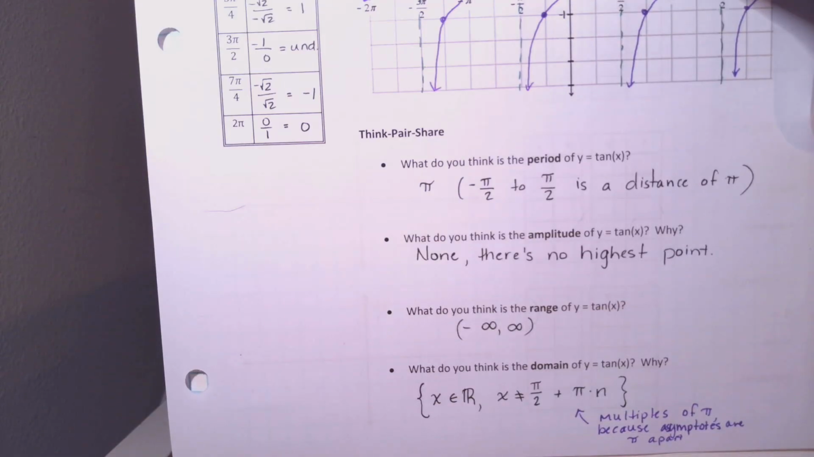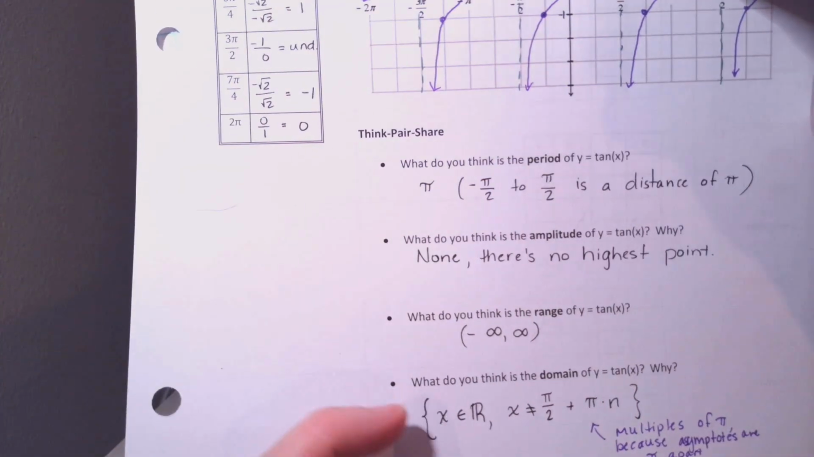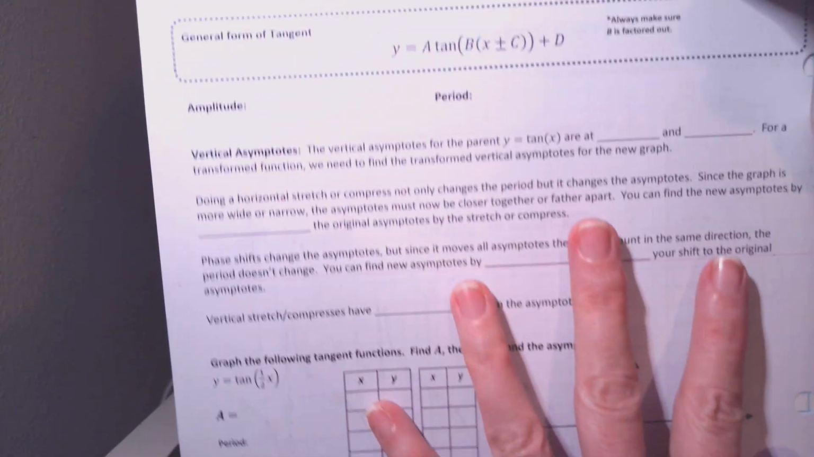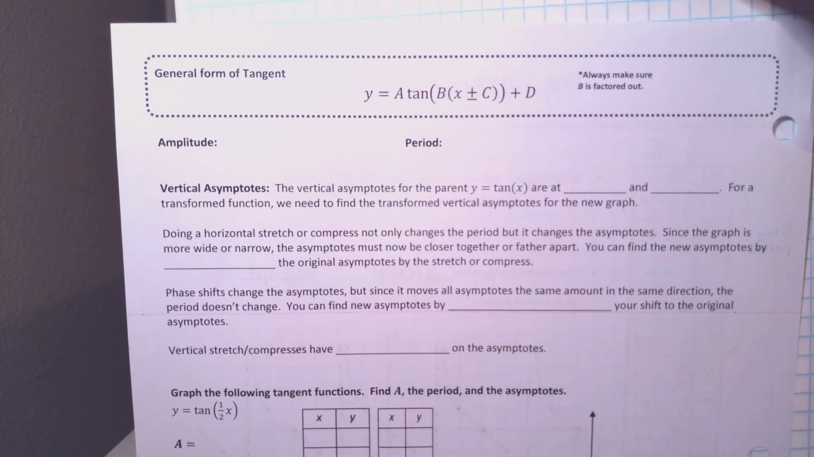Okay, let's flip it over. Let's look at some transformations of the tangent function. We're going to do the transformations similar to how we did transformations with the sine and cosine. So our general form of tangent we've got on the top here, we've got the same A, B, C, D.